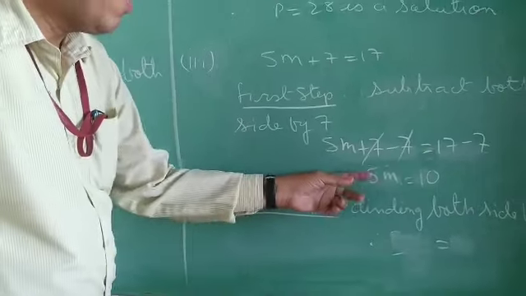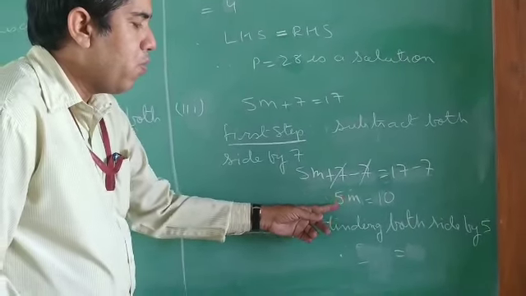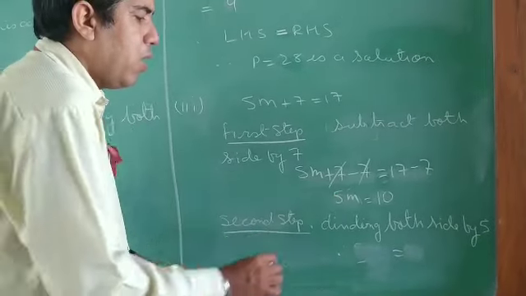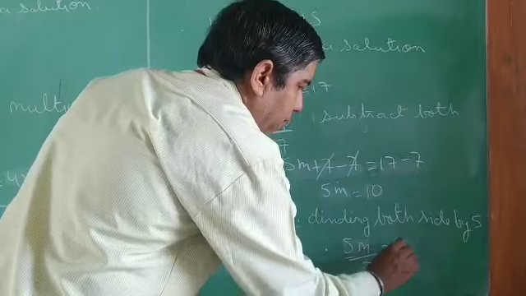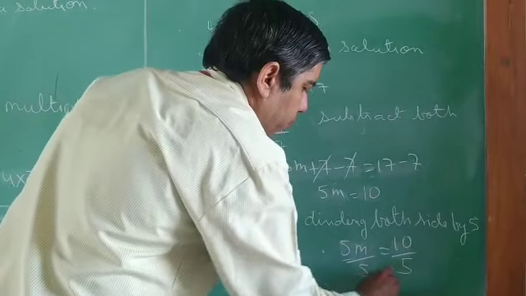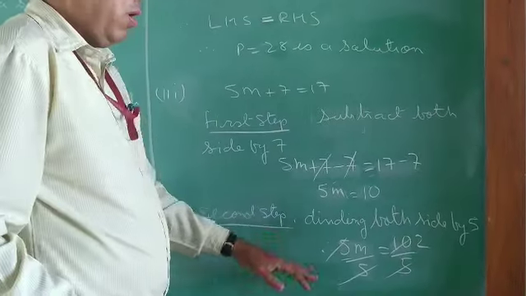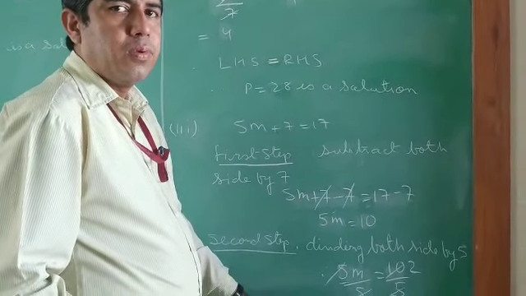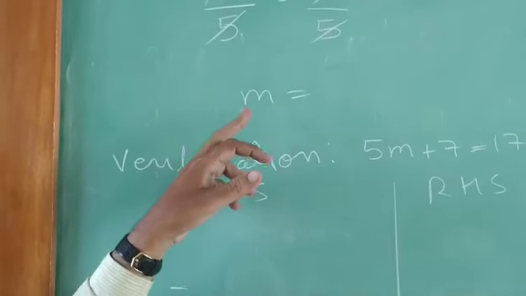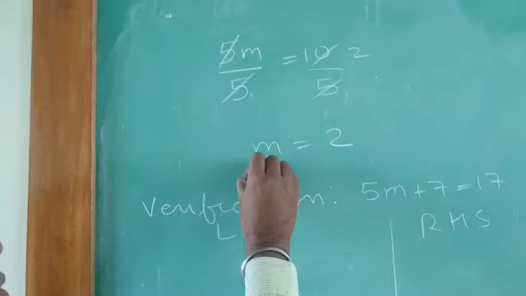Now you can see m is in multiplication with 5, so I want to remove 5, so I will divide by 5. Dividing both sides by 5, it comes 5m divided by 5, and here 10 by 5. Now you can see it comes m equal to 2. I will see it now on the next board. Therefore m equal to 2 is a solution.